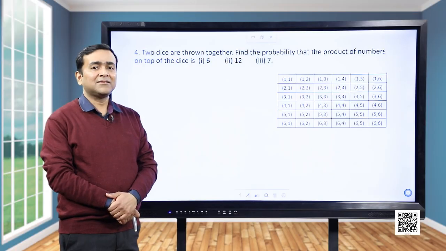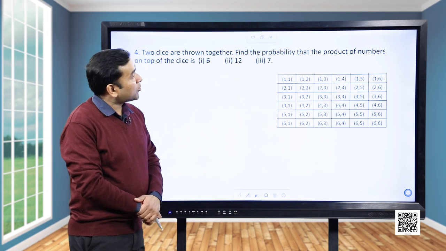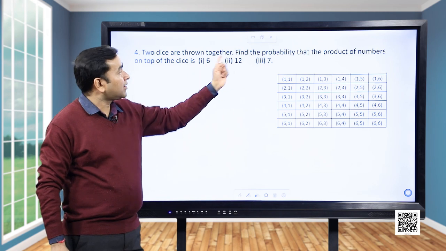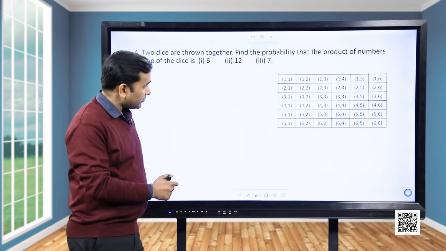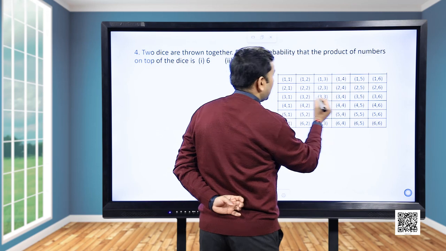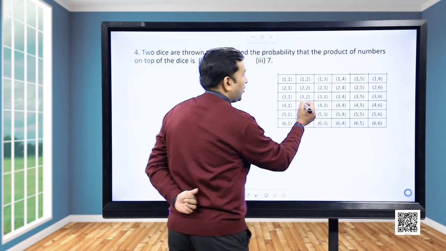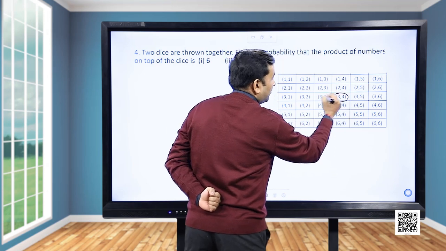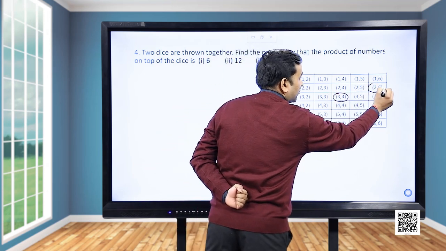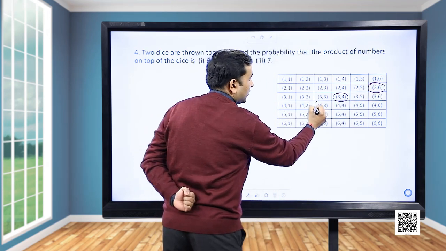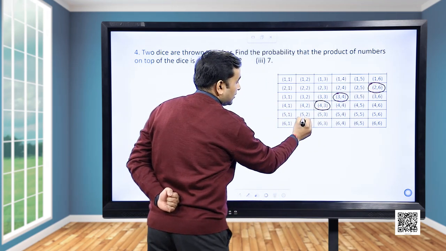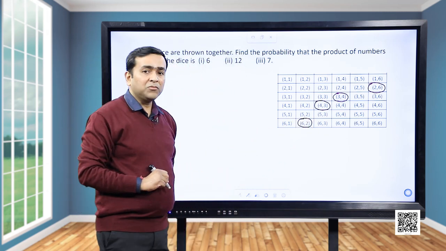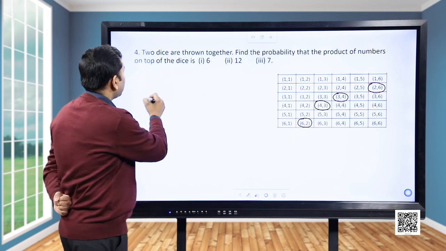So, let us solve the second part. We need to find the probability of the product of numbers on the top of the dice such that the product is 12. Okay. So, let us mark in this table. First of all, 3 fours are 12, 2 sixes are 12, 4 threes are 12 and 6 into 2 is 12. So, we have favorable outcomes as these. Let us write these.